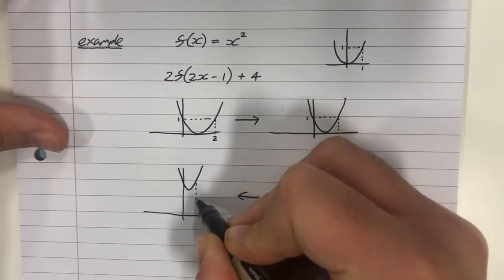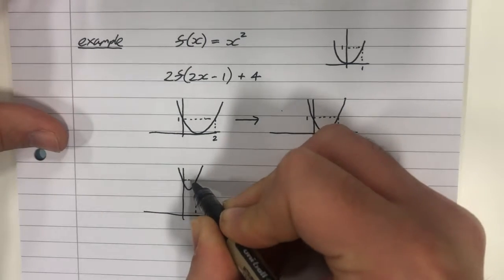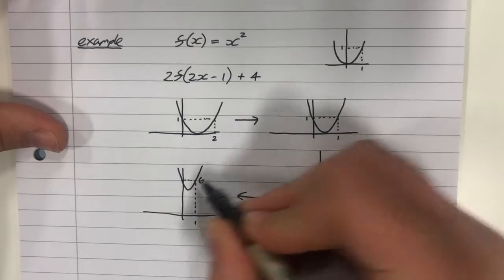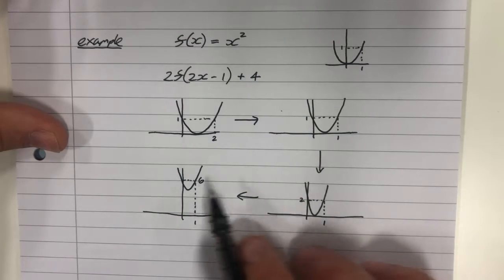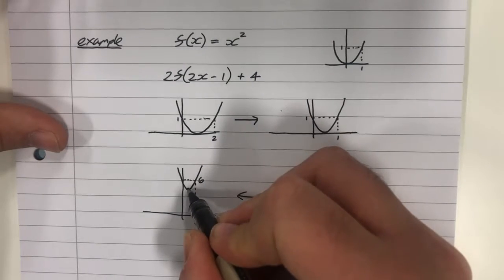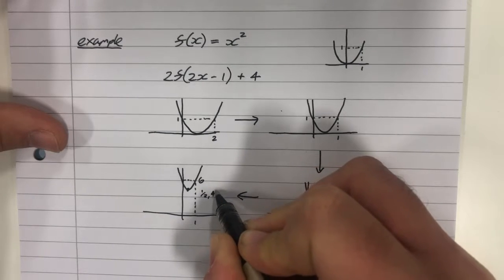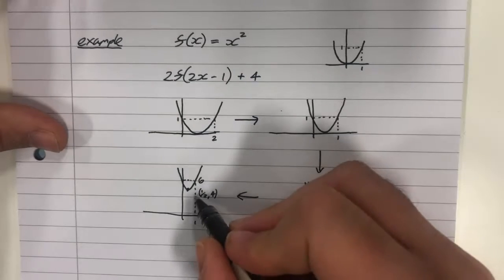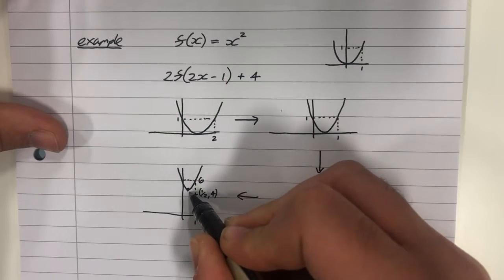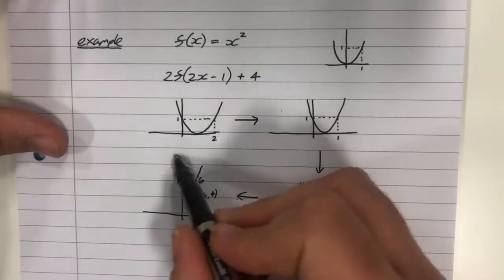Something like that. It's still got an x coordinate of 1, but it's now got a y coordinate of 6 because what was 2 is added 4 to it, and it's now up there at 6. The turning point here, that is going to be at a half, 4. Okay, that's the turning point in there. And that's the graph.